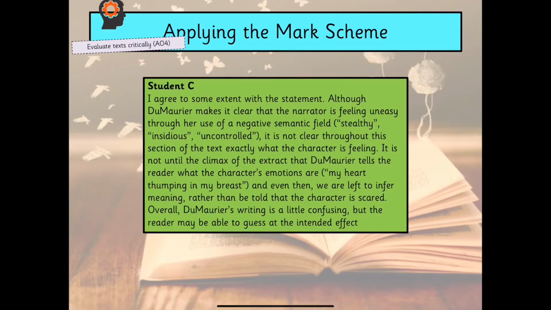Although Du Maurier makes it clear that the narrator is feeling uneasy through her use of a negative semantic field, stealthy, insidious, uncontrolled, it is not clear throughout this section of the text exactly what the character is feeling. It is not until the climax of the extract that Du Maurier tells the reader what the character's emotions are, my heart thumping in my breast, and even then we are left to infer meaning rather than be told that the character is scared. Overall, Du Maurier's writing is a little confusing, but the reader may be able to guess at the intended effect. So Student C is a really good example of a sort of middle band answer.